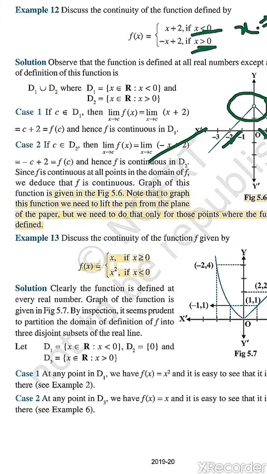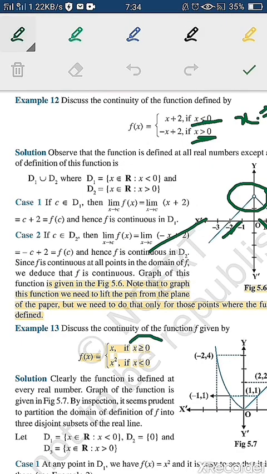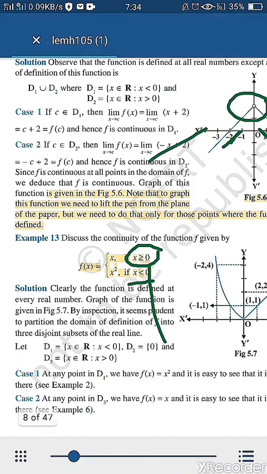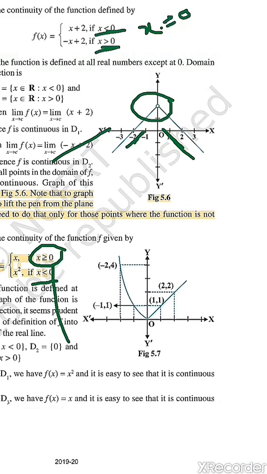Now comes example 13. Now see this function. Discuss the continuity of the function f given by. Here, if you see f of x, x is greater than or equal to 0. So it means at x equals 0, again the function is defined, and for x less than 0, the function is again defined. So the function is defined for all values of x. If you see the graph here, the function is defined for all values of x, at 0 also.